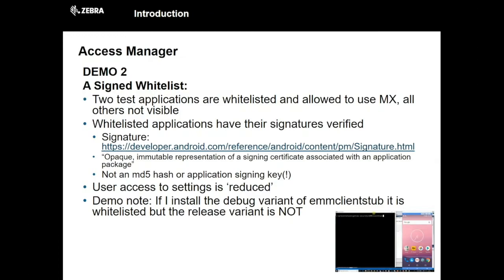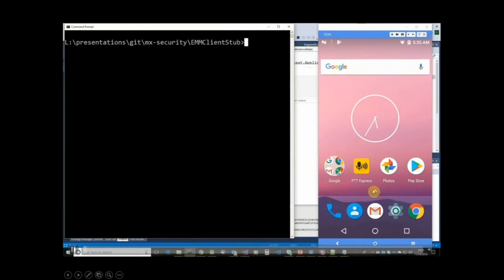But in this demo, I'm going to show that I've got the same application. I'm going to use my EMM client stub again. And there's obviously a debug variant and a release variant when you create an application. So what I've done, they've got the same package name, obviously. The signature of the debug variant is whitelisted, but the signature of the release variant is not. So I'm just going to show how the signatures and whitelists can be used to make sure that I'm only able to display to my users an application which I can be sure is the application that I want to show.